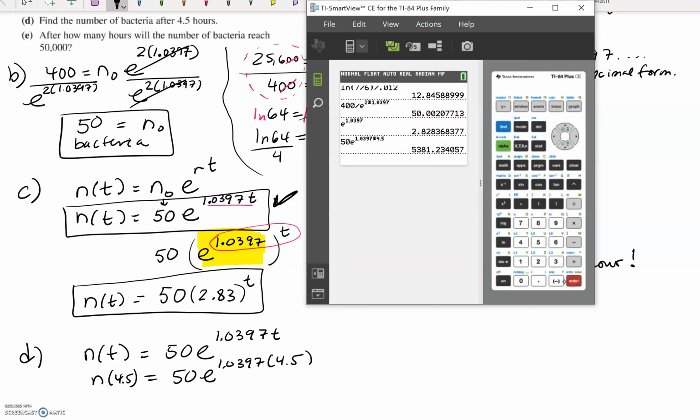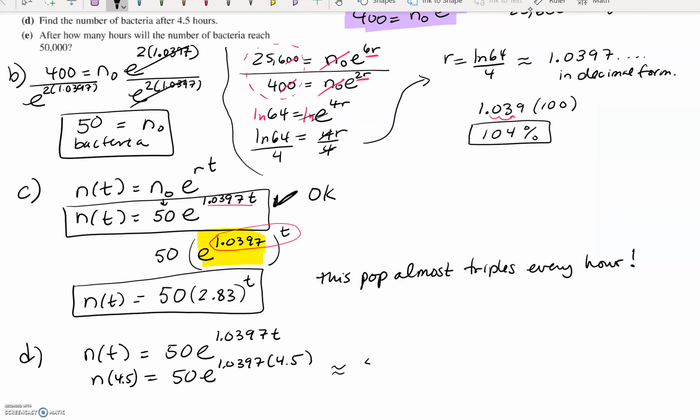And that's going to spit out about 5381. So we've got about 5381 bacteria after 4.5 hours. Notice we only started with 50. We know it's almost tripling every hour that goes by, and in just 4.5 hours, since we've got a pretty big growth rate and a big growth factor, we get 5381 bacteria. The last part says, after how many hours will the number of bacteria reach 50,000?